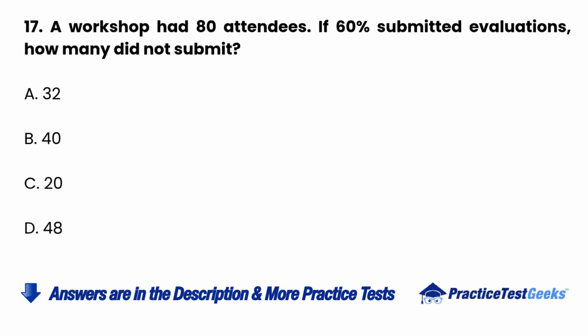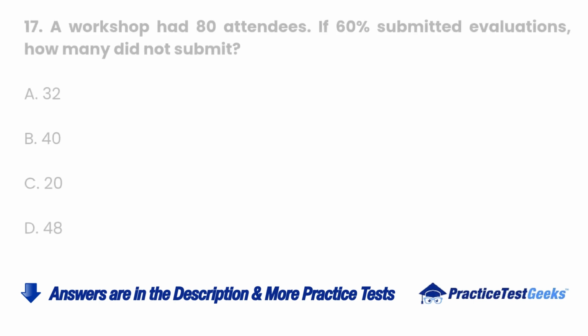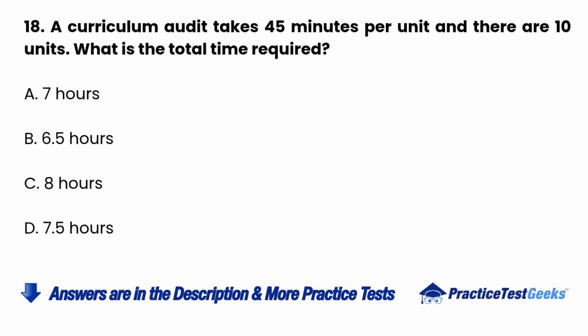17. A workshop had 80 attendees. If 60% submitted evaluations, how many did not submit? A. 32. B. 40. C. 20. D. 48.